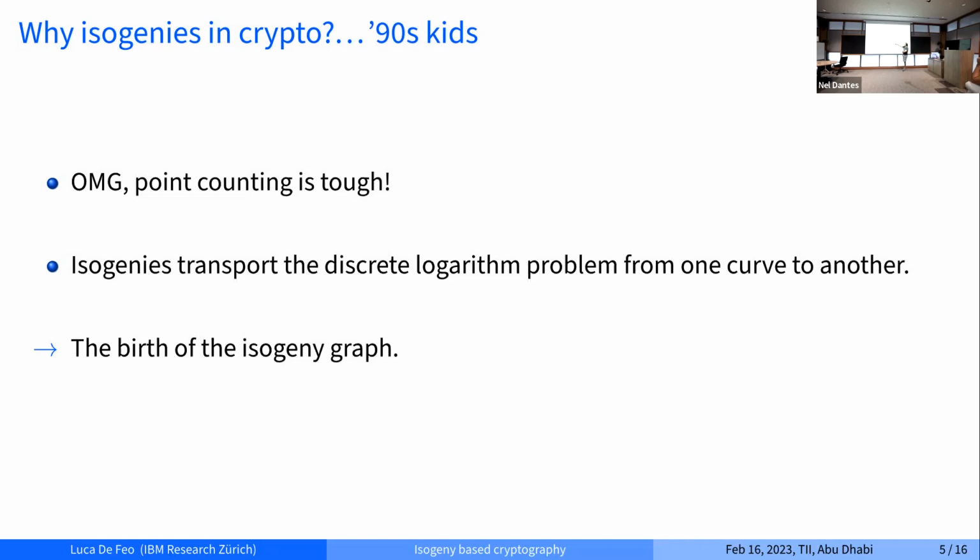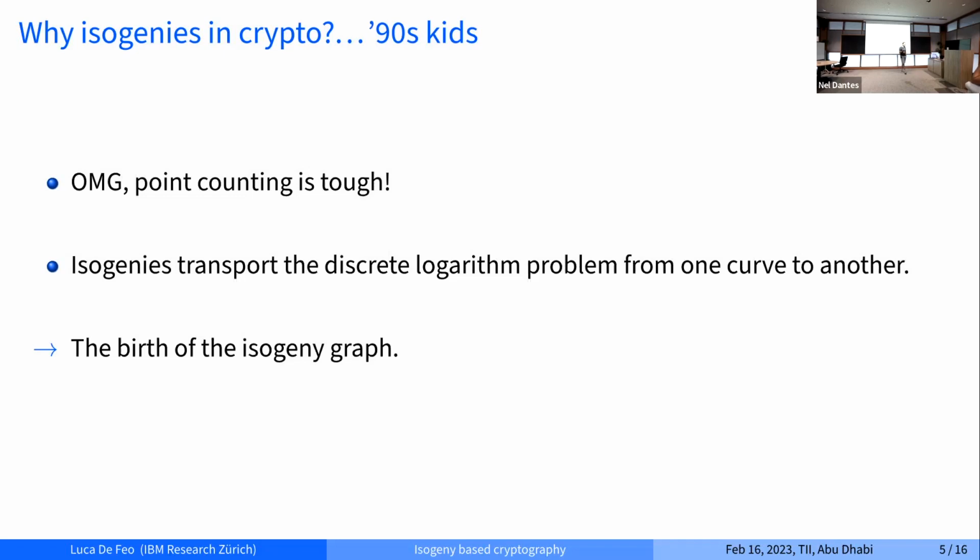And this is what essentially gave birth to the study of isogeny graphs, because now you can ask, if I have a set of elliptic curves and I try to connect them using isogenies, can I find a path made of isogenies between two elliptic curves so that I can reduce the discrete logarithm from one to the other? And so this naturally defines a graph. I'm going to show you some examples later. And in these graphs, you can move the discrete logarithm problem around.